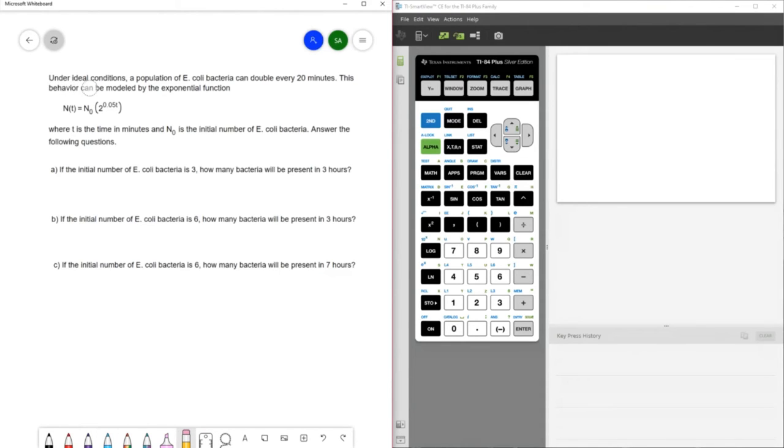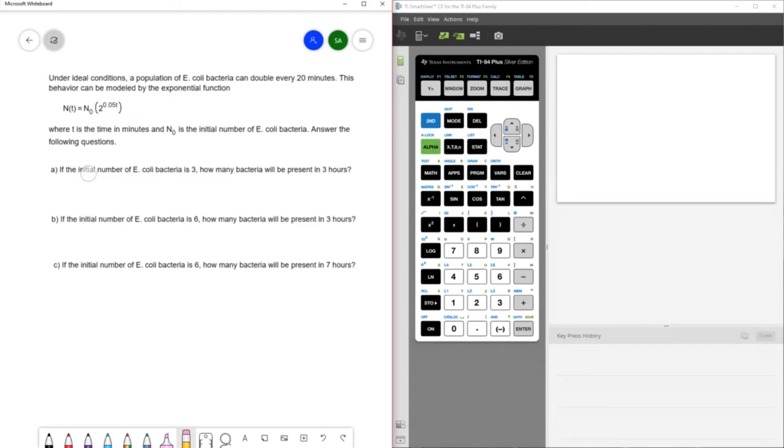Under ideal conditions, a population of E. coli bacteria can double every 20 minutes. This behavior can be modeled by the exponential function N of t equals n naught times 2 to the 0.05 t, where t is the time in minutes, n naught is the initial number of E. coli bacteria, and answer the following questions.